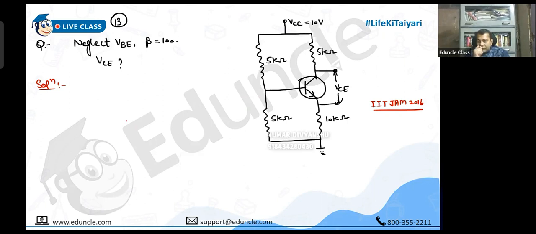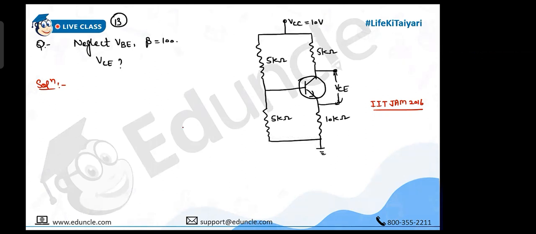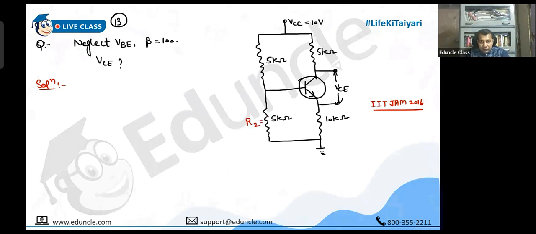So you need to get VC. Everyone knows the procedure. First of all, we need to find VB, that is the voltage across R2. In the actual circuit, this one is called R2 and this one is called R1, like this. We calculate the voltage across R2 and take that as VB, and from there we start the question.